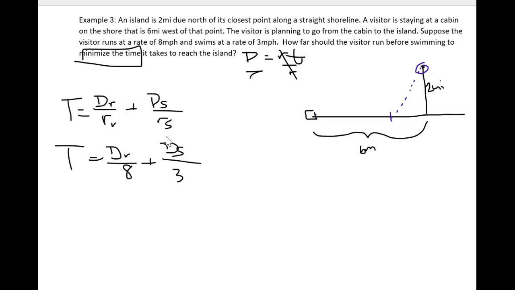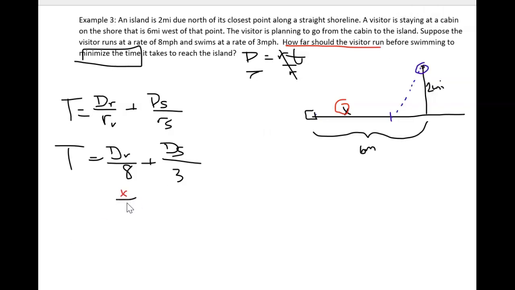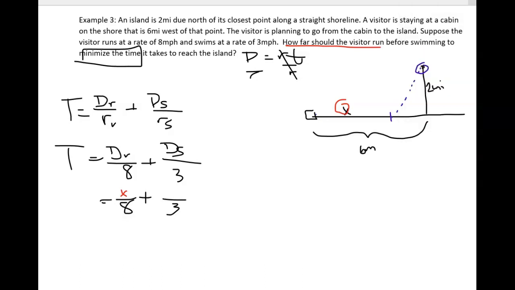Let's take a look at this picture here. Let's say that x is the distance that the visitor runs, because ultimately the question is how far should they run? So that's our goal, x. That means we're going to put an x in the first numerator of our equation. Now we'd like to use the rest of the information in the problem to figure out how to write this blue distance here for the swim in terms of x.